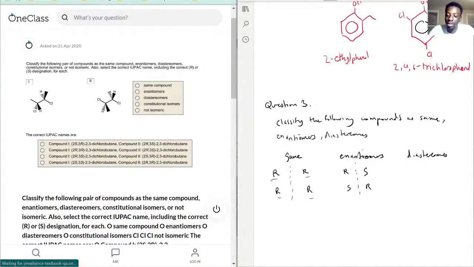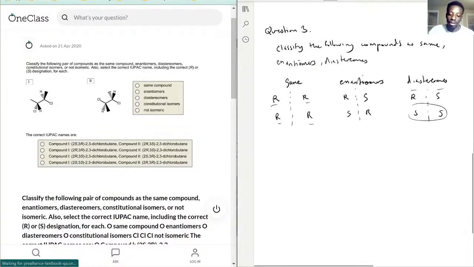And diastereomers look like this. Let's say this was R, S, this would be like S, S. See, two of the same, but one part is flipped. And then constitutional isomers is when they have the same name but are built completely differently. Like let's say one was a ring and the other one was like these two.